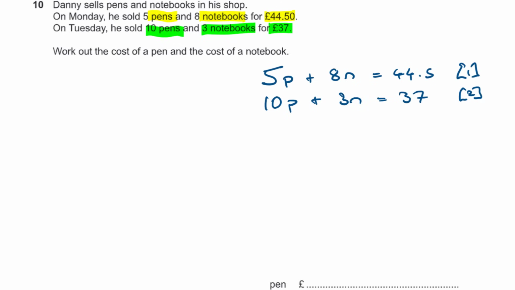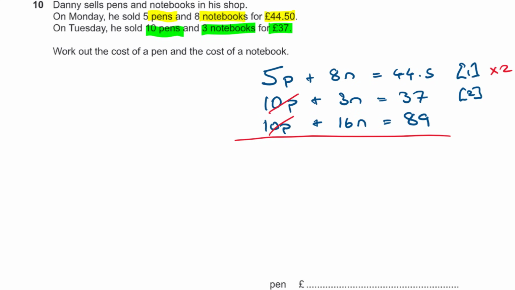So if I take this one and I multiply it by 2, I'm just going to write underneath for expediency, 10P plus 16N equals 2 lots of 44.5, 89, isn't it? 89. Okay, and then I'm going to subtract my new equation from equation 2, or the other way around. I'm going to subtract uphill, if you see what I mean, because the numbers are bigger on the bottom. So 10P take away 10P, they're going to cancel each other out. 16N take away 3N, that's 13N. And 89 take away 37, what's that, 52? So if 13N is 52, then N is going to be 13 into 52, goes 4 times, doesn't it?